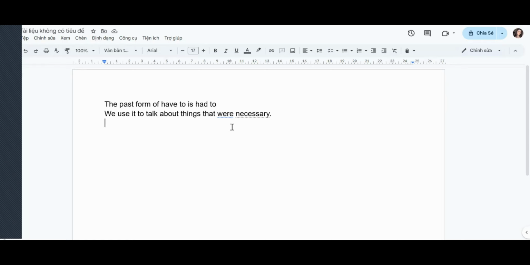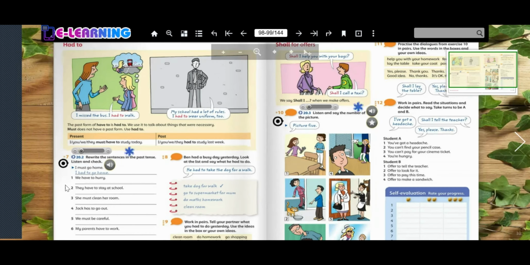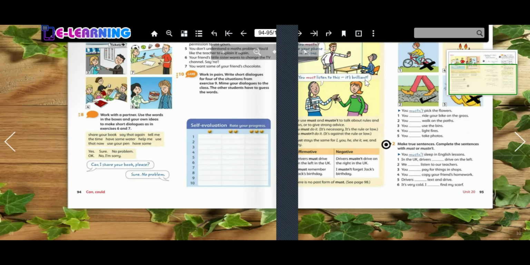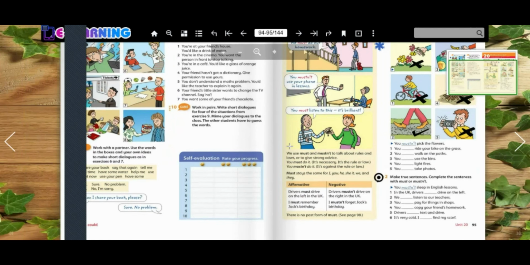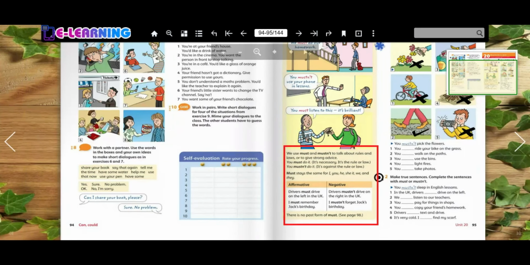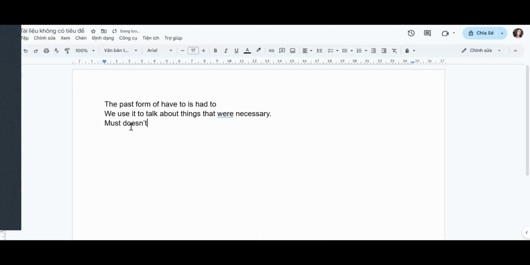Right, so does must have past form? You can look back to page 95 and tell me, does must have past form? No, must doesn't have past form. So what do we use? We use had to, right?